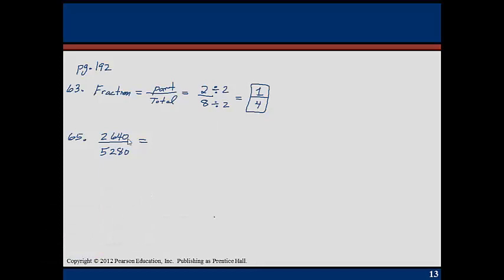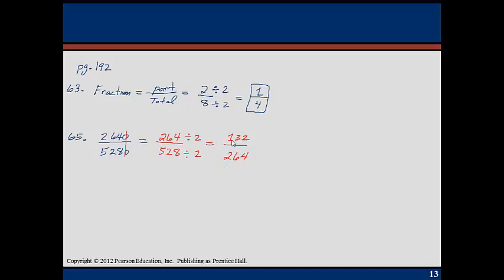So let's start. When we have 0 over 0, we can cancel these out. So we have 264 divided by 528. Now we can divide both by 2 because both of them are even. And we'll get 132 divided by 264.